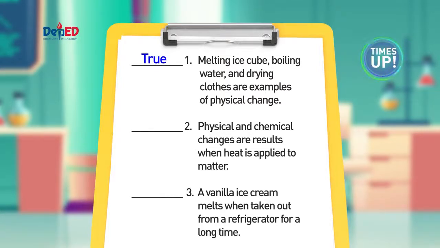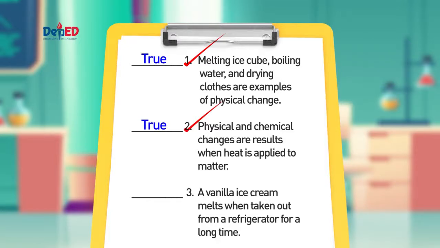If you answered true, you are correct. Number 2. Physical and chemical changes are results when heat is applied to matter. Is it true or false? If you answered true, you are correct.